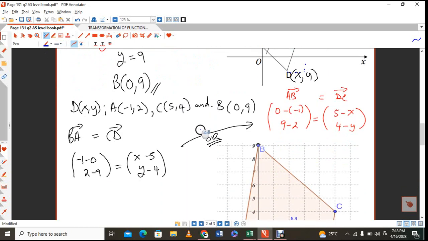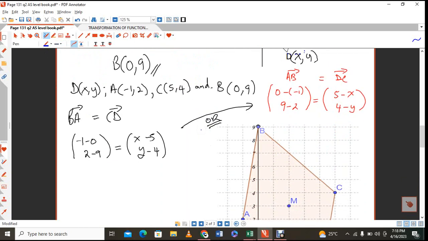Again, you will see my diagram a bit later nicely. So on top is going to be negative 1 equals x minus 5. And if you work this out, you will have x equals negative 1 plus 5. Therefore, x equals 4.